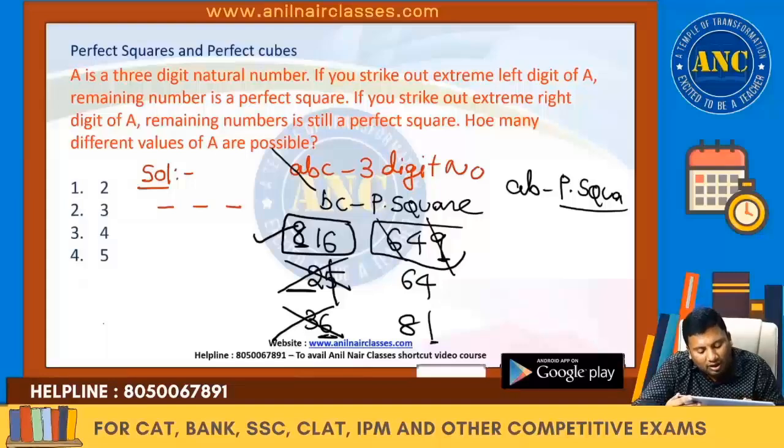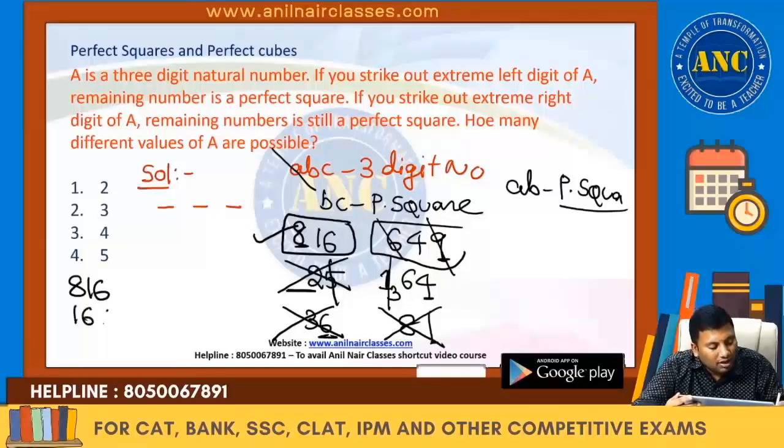If it is 1, tens place will become 8. A perfect square never ends with 2, 3, 7 or 8. If it is 4, any perfect square ending with 6, tens place should be an odd number. So it can be 1 or it can be 3. 16 is a perfect square, 36 is a perfect square. How many numbers did we get? 816, we got one number, 164, we got one number, 364, we got one number, 649, we got another number.